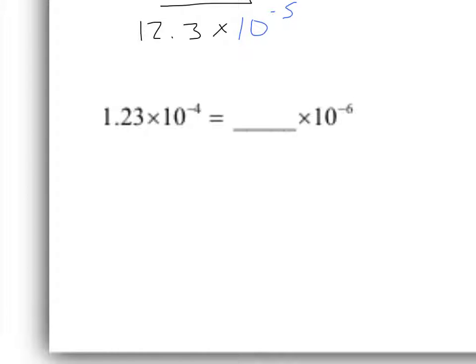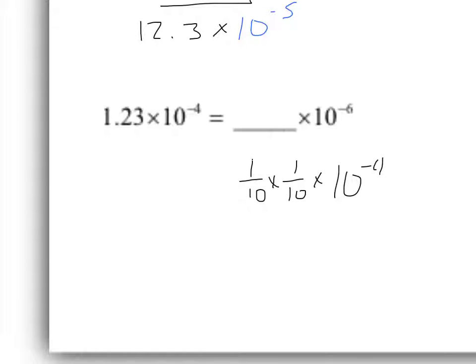All right, so same thing over here. 1.23 times 10 to the negative 4th. I need to add 2 extra multiplications of 1/10 in here. So I've got 1/10 times 1/10 times my 10 to the negative 4th that I started with.